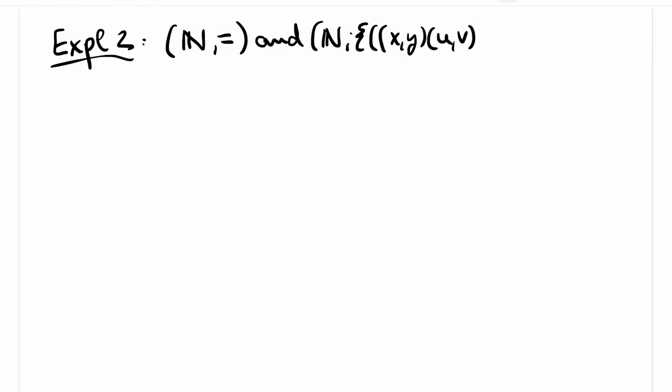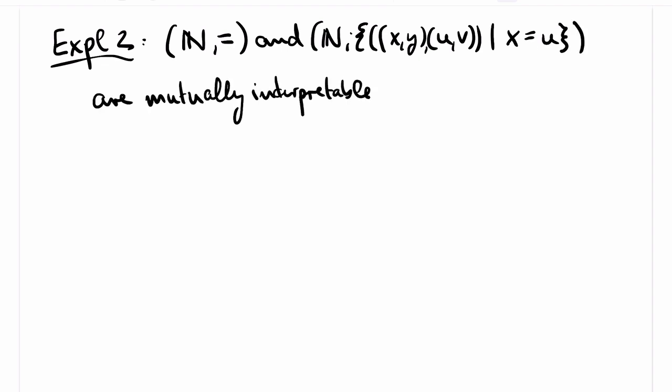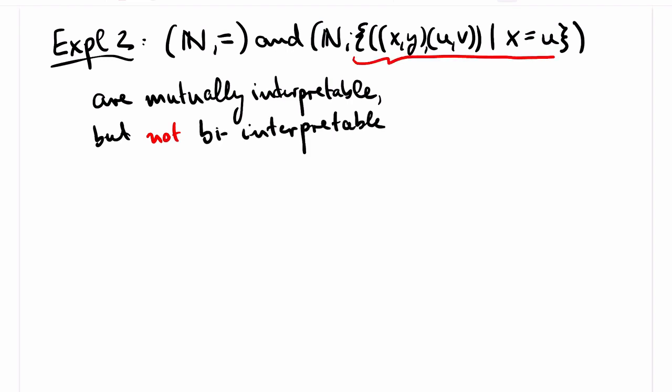Our next example shows two structures that are mutually interpretable but not bi-interpretable. Again, one of the structures is countable with the empty signature. The other structure carries one binary relation. This time the relation contains all pairs of pairs where the first entries are the same. Let's call this relation N. Again, it is easy to see that the identity is an interpretation of the second structure in the first, and that the projection to the first entry is an interpretation of the first structure in the second.